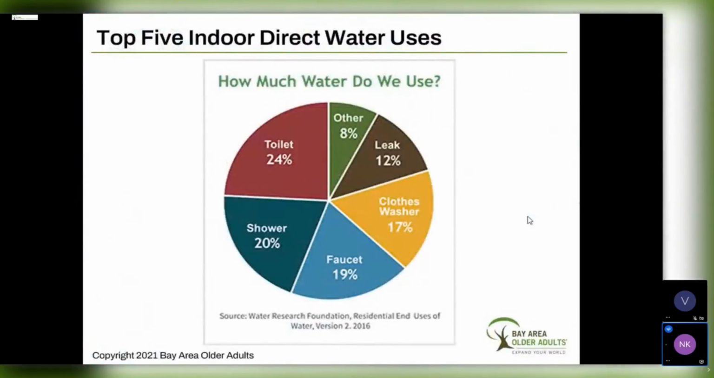First, let's talk about direct indoor water usage. The big 5 water uses inside your home are: toilet, 24%, shower, 20%, faucet, 19%, washing machine, 17%, and leaks, 12%.